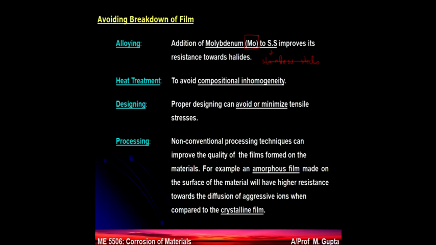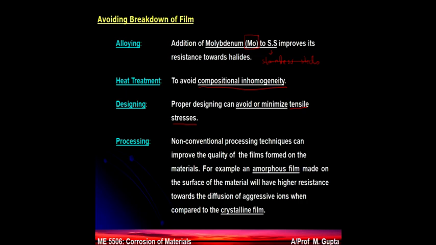The other thing is that you can do heat treatment and make your coating very homogeneous. You can even artificially create it. And any homogeneous coating will have better corrosion characteristics. You can also design your material or device so that there is minimal tensile stress, and so that it is not prone to people coming and scratching and all kinds of things. So a lot of things you can do with the design.